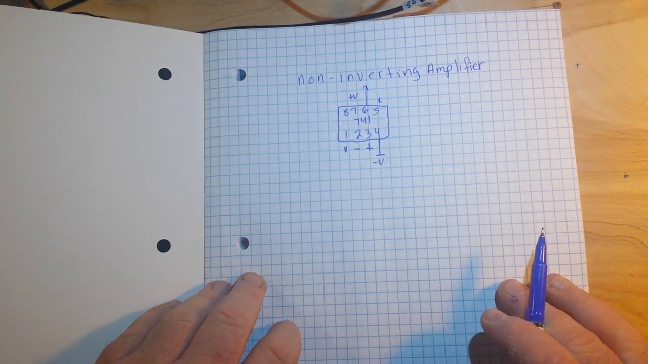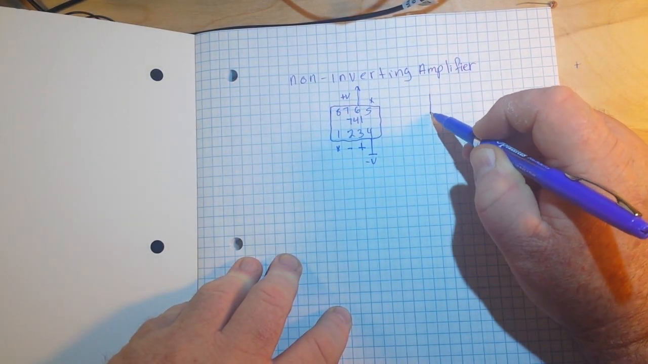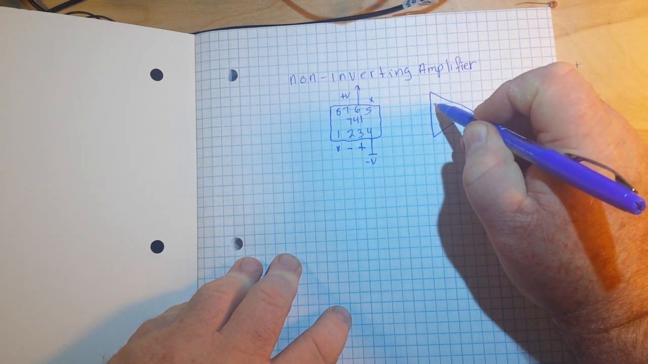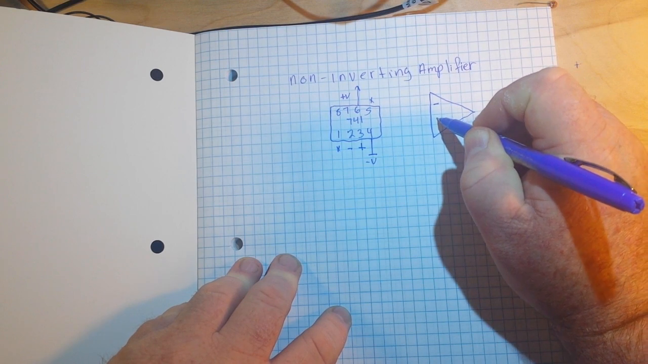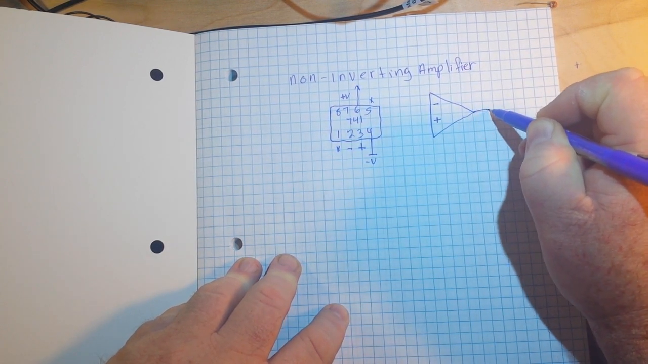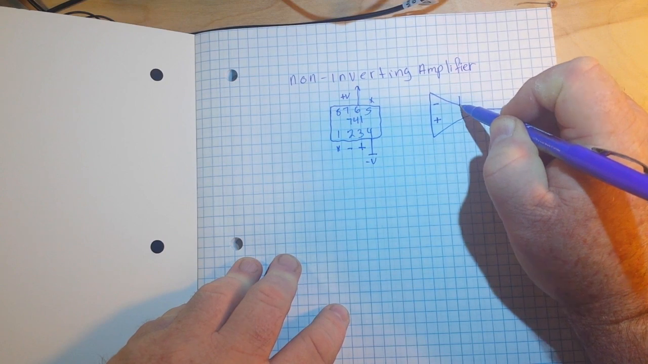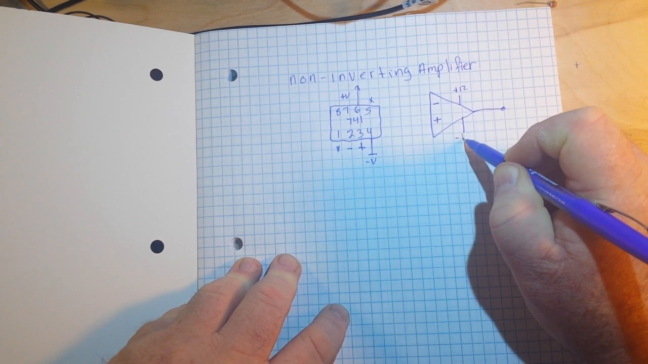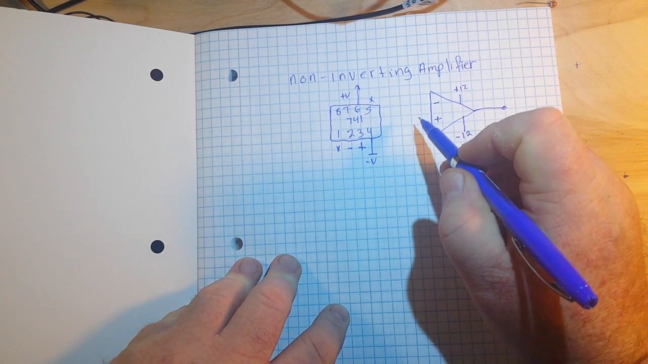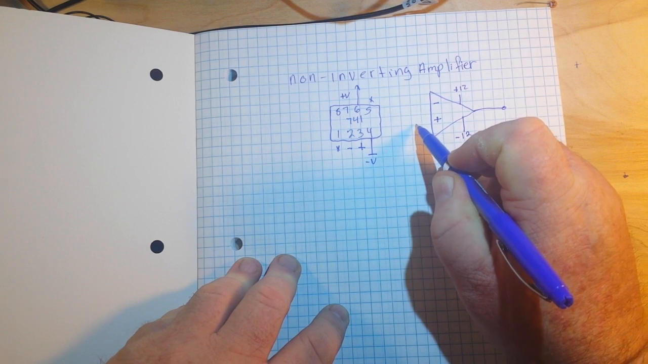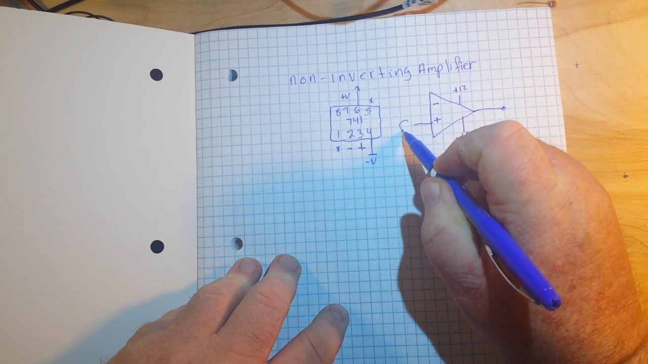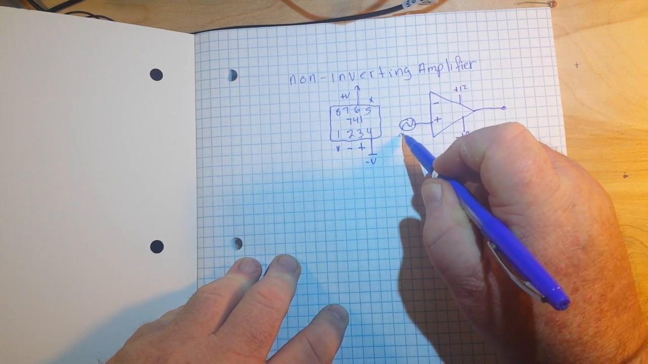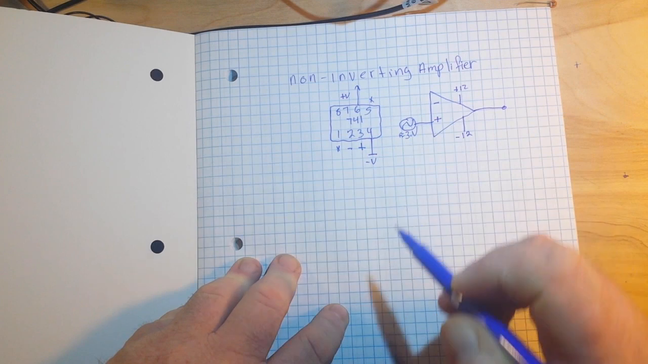So to set up our circuit, it's going to look something like this. Here is our inverting input, our non-inverting input, our output, plus 12 volts, negative 12 volts, and into the non-inverting input, we are going to put a sine wave of about 3 volts.